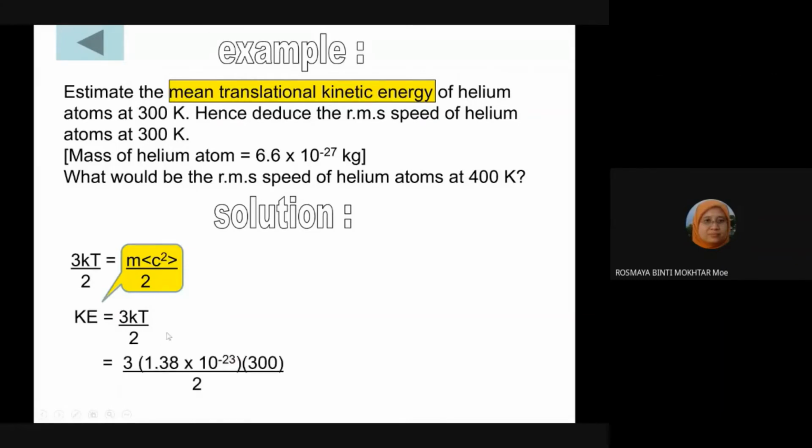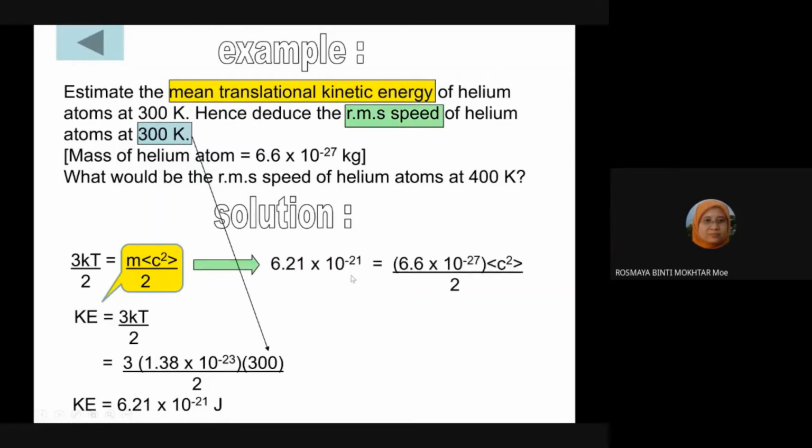So we substitute the Boltzmann constant, then 300 Kelvin. The temperature given is already in Kelvin, then divide by 2. So you get the kinetic energy 6.21 times 10 to the power of negative 21 joule. Done for the first part of the question. Next, deduce the RMS speed. For the RMS speed, we use the second form, half m mean square speed. The kinetic energy is calculated already, so we substitute into here.